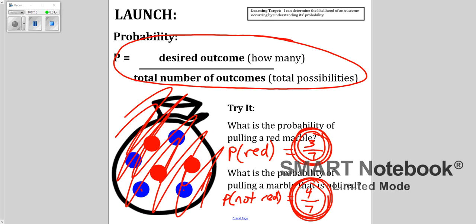So tomorrow, if I told you there was a 10% chance of rain and a 90% chance of sun, which one's more likely to happen? The sun, obviously. There's a better chance that there's going to be sun. It's only a 10% chance.